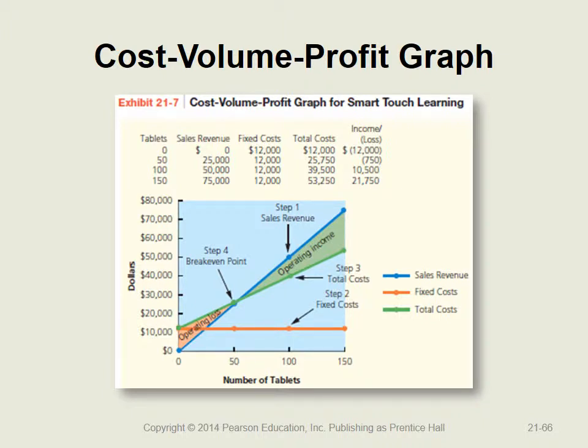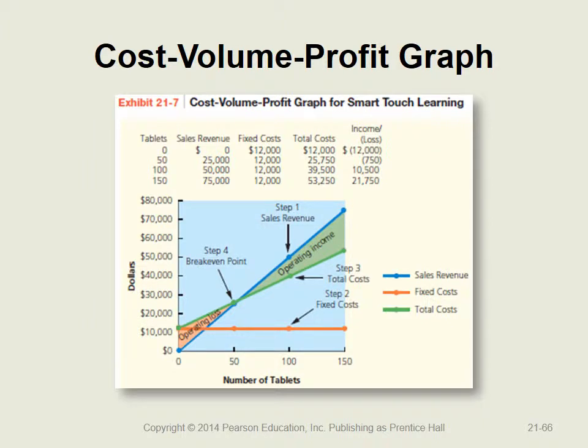Exhibit 21.7 shows a cost volume profit graph. This graph provides a picture that shows how changes in the levels of sales will affect profits. As in the variable, fixed, and mixed cost graphs of Exhibits 21.1, 21.2, and 21.4, the volume of units is on the horizontal axis and dollars are on the vertical axis. To graph the cost volume profit relations for Smart Touch Learning, we draw the sales revenue line, the fixed cost line, and the total cost line. Then we identify the break-even point.